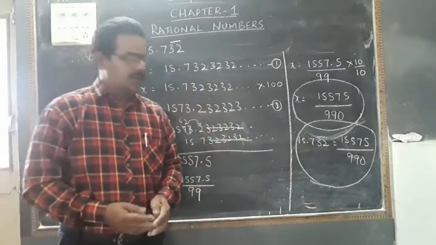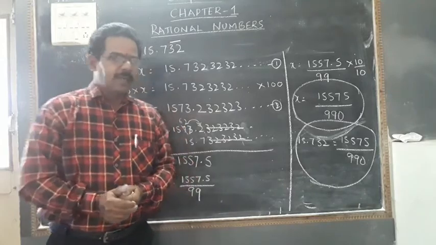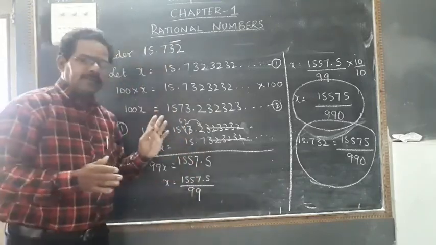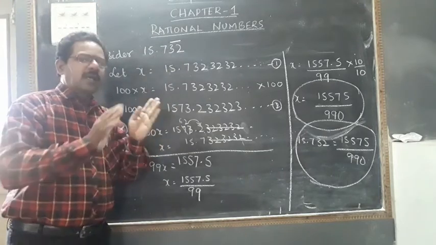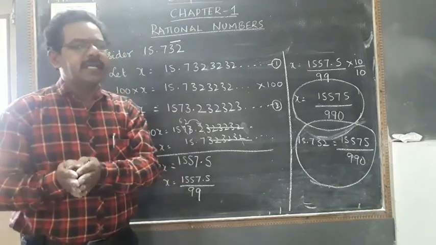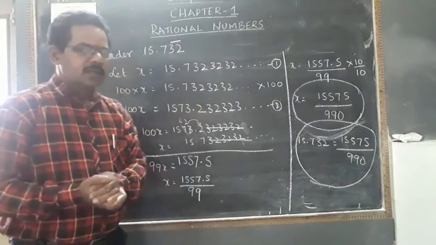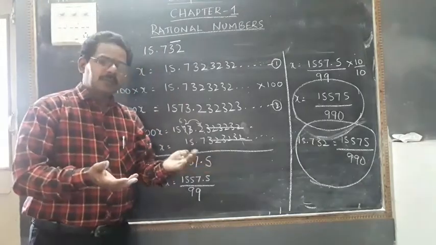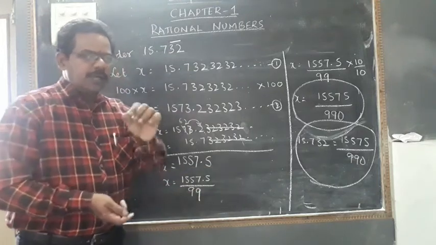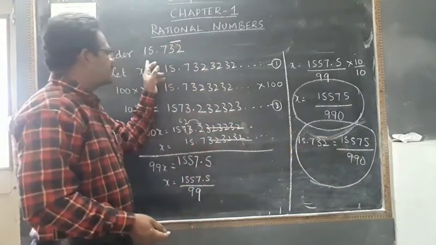Understand? Okay. In the next video, we shall go for the 1.3 exercise, because in the 1.3 exercise all the sums are like this only: conversion of terminating or non-terminating repeating decimals into rational form. Understand? So to convert into rational form, we have to do the procedure like this. You can cross check this one also. If you divide this one with this one, you can get this answer.